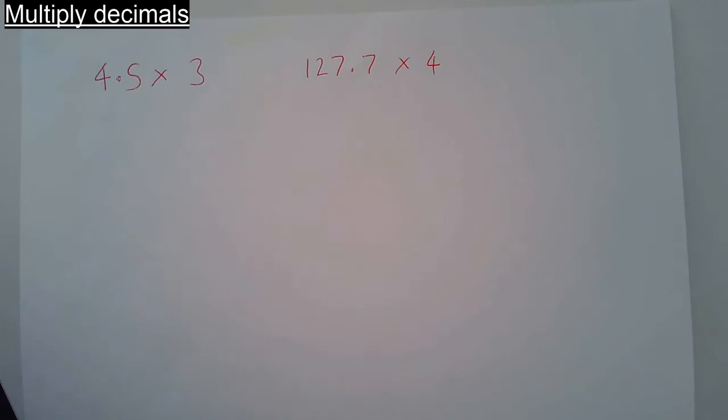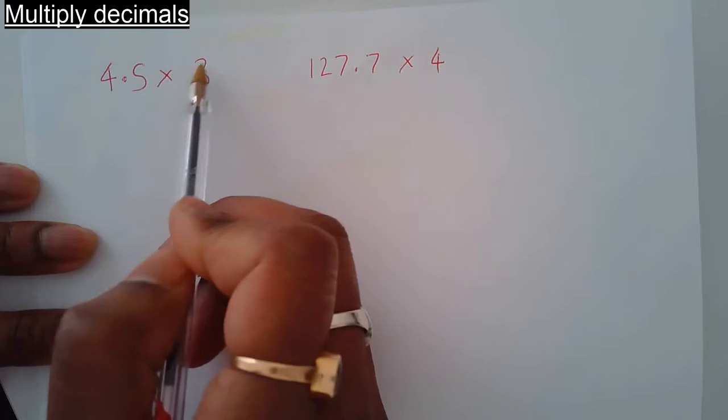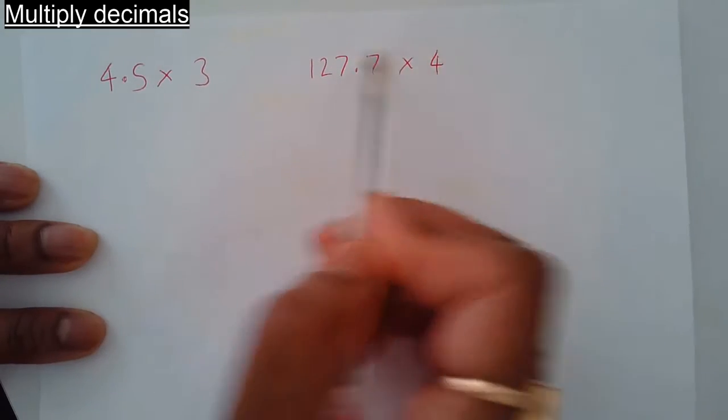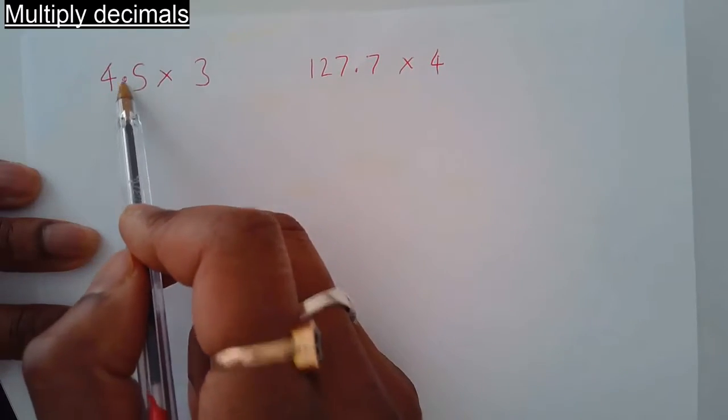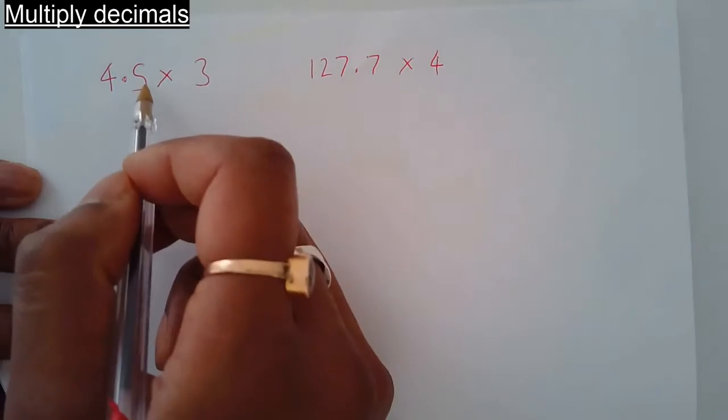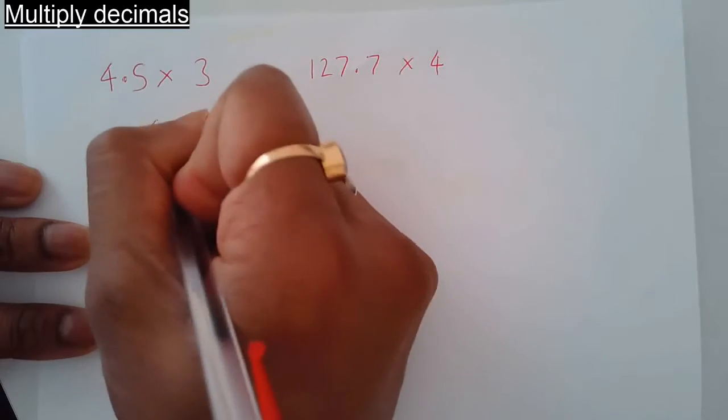Multiplying decimals. Right, when I'm multiplying by a single digit number like so, I prefer to use the column method, and I don't mind the decimal point being there. Start for this one, using the column method.